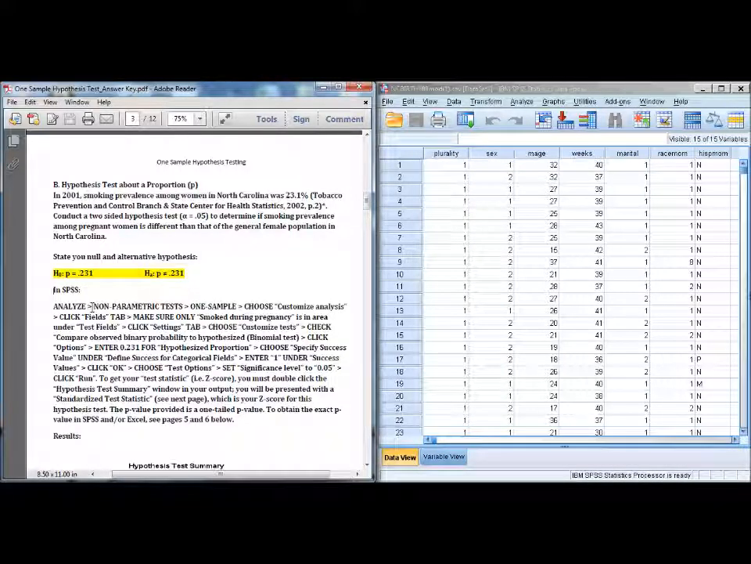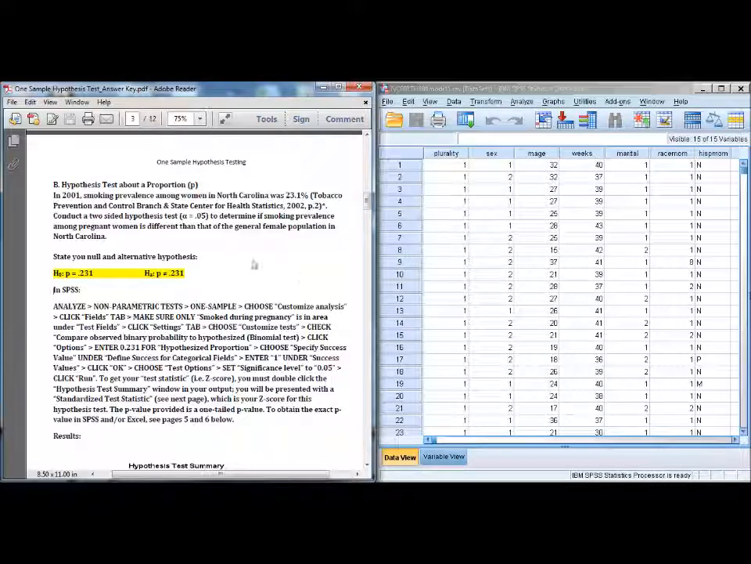So we are, in this case, assuming that the population of pregnant mothers, the proportion of those mothers who smoked is 0.231 or 23.1%. So what we would like to know is how unlikely would it be to obtain a sample of 800 mothers from that population. How unlikely would it be to obtain a sample where 14.3% of mothers smoked?